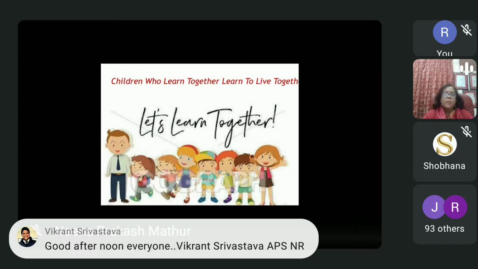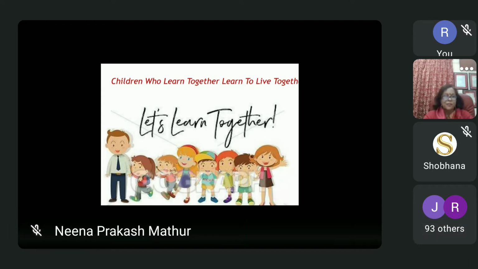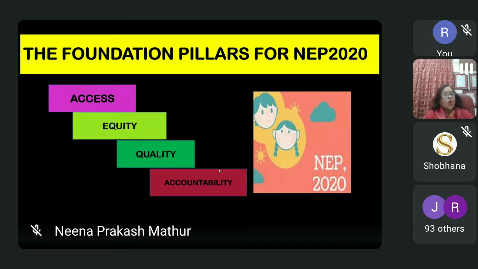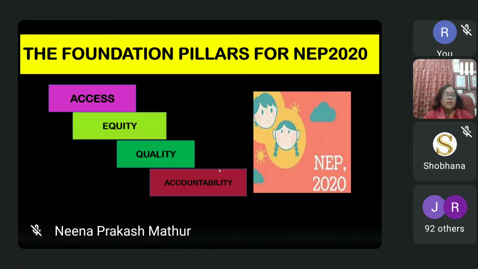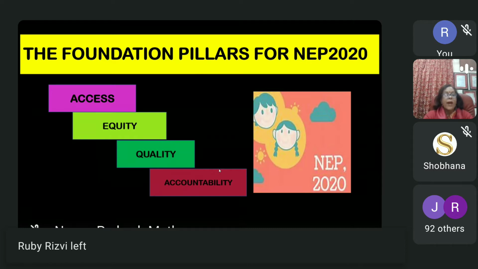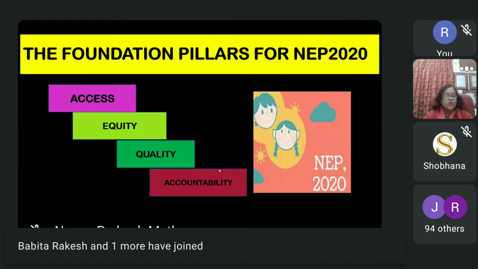The National Education Policy 2020 believes that children who learn together learn to live together. Accordingly, the National Education Policy is based on four pillars. You can see them on the screen, on the slide. Access, equity, quality, and accountability. It aims at transforming our nation into an equitable and vibrant knowledge superpower by providing high quality education to all.